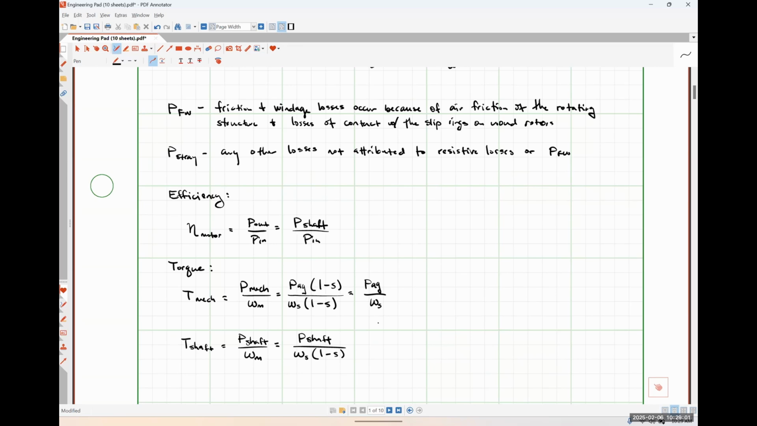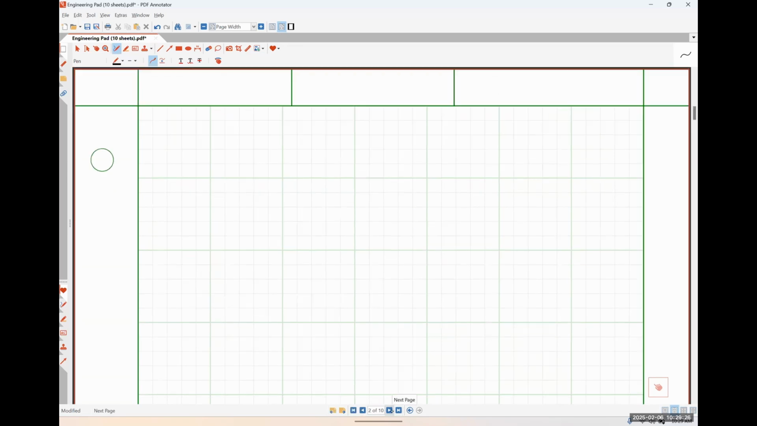Yes, lowercase s is slip. All right, we good to go? Good deal. Okay, so let's talk an equivalent circuit model.